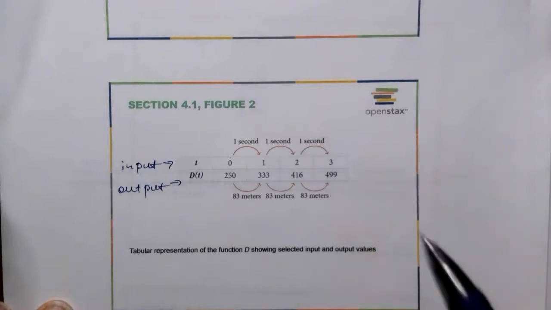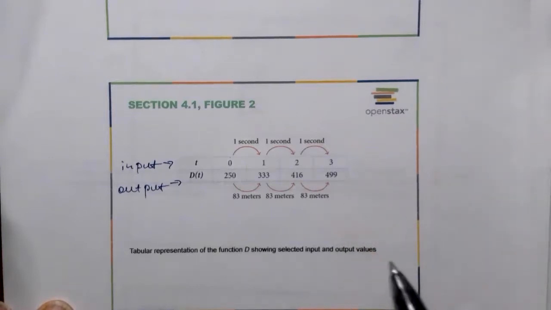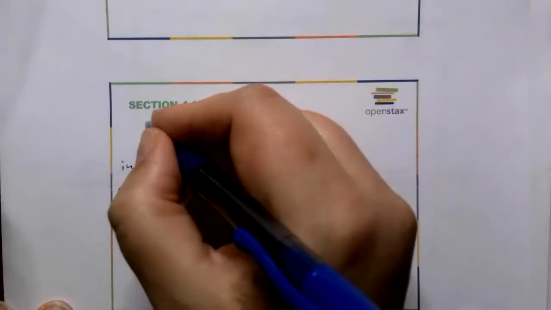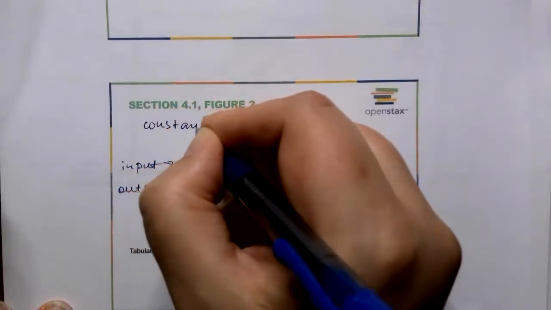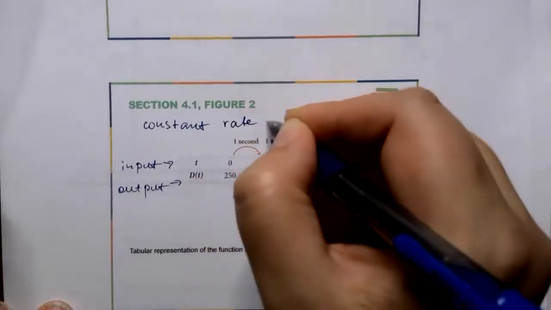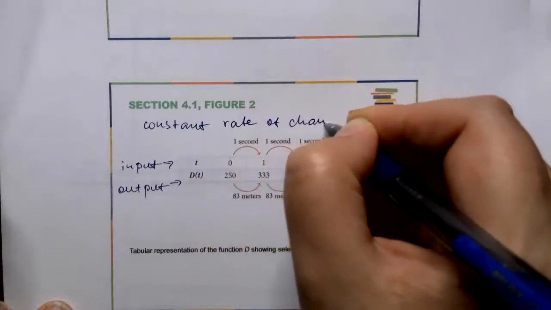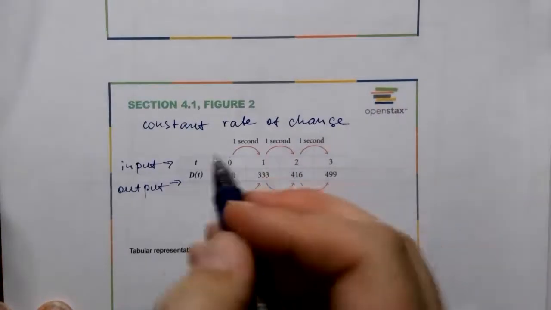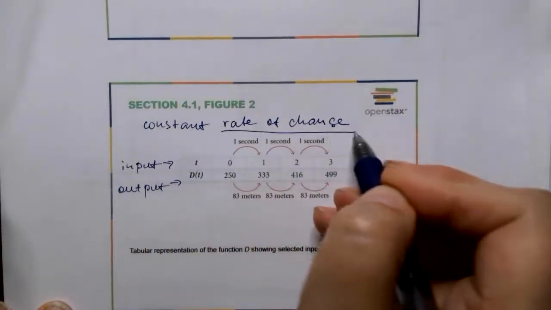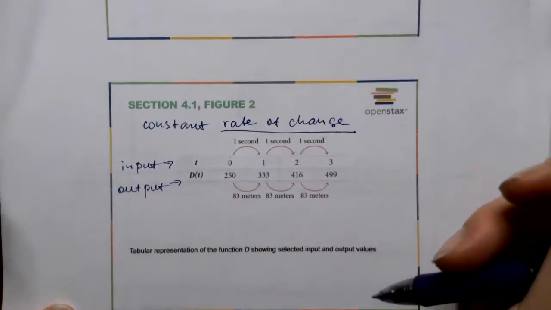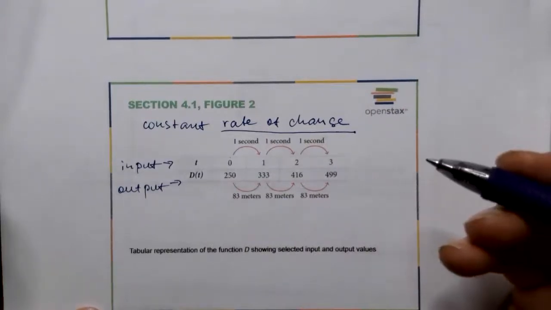Looking at this table, how can you tell if that's a linear function? Something that we are going to look for is a constant rate of change. Rate of change is something that you're going to be talking about in your calc classes a lot. So linear functions have a constant rate of change.